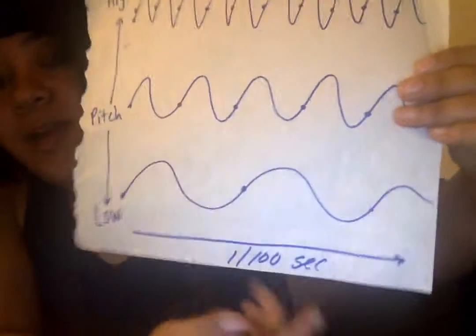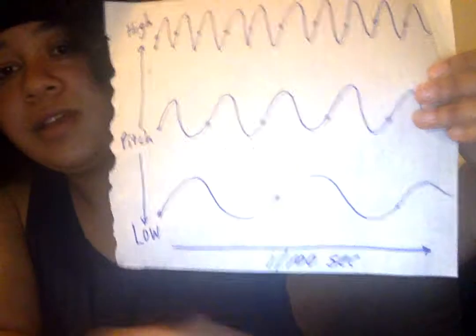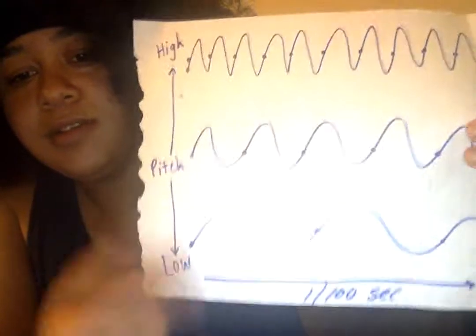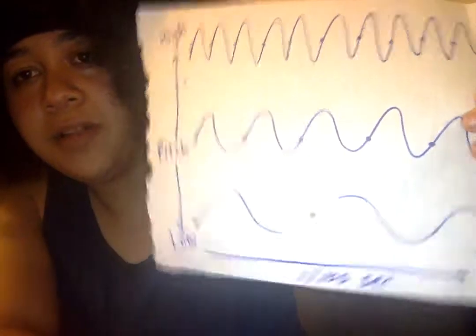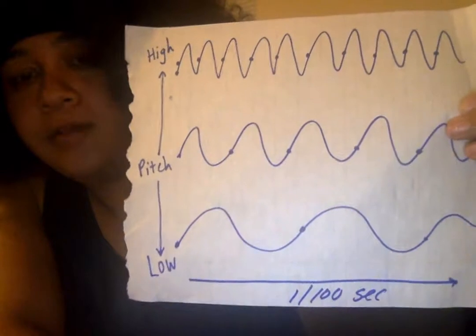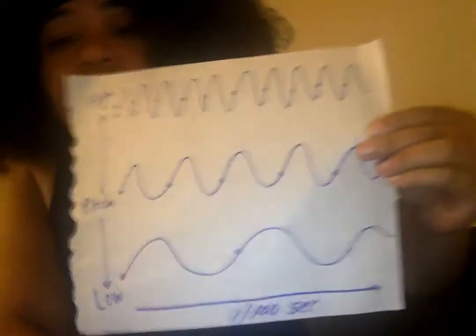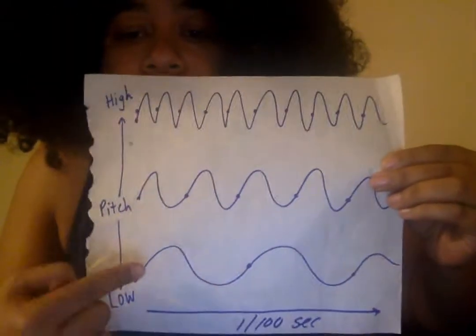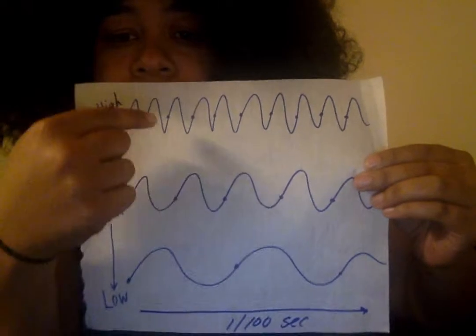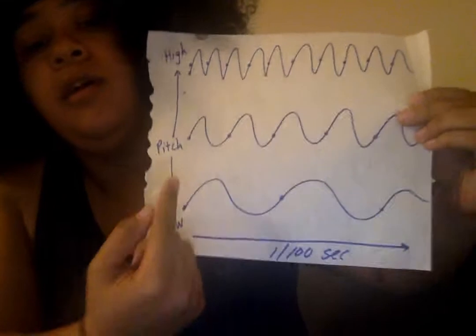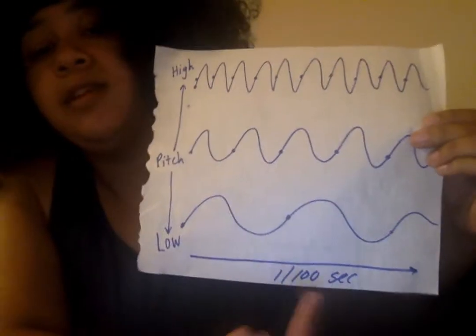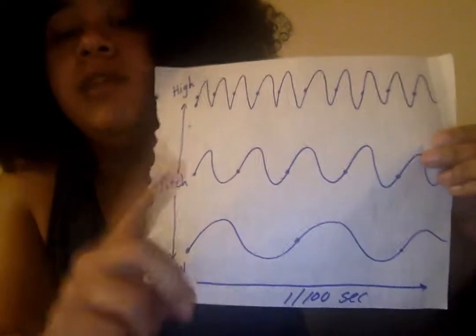And so on the bottom here, we have the passage of time of 1/100th of a second. And on this axis, you can see low to high frequency. I wrote here pitch, but I will talk about that later. Pitch and frequency are very closely related. And so here we have a low frequency wave, a middle frequency wave, and a high frequency wave. And each of these dots represents the beginning of one wave. And the beginning of one wave to the beginning of the next wave is known as one cycle.